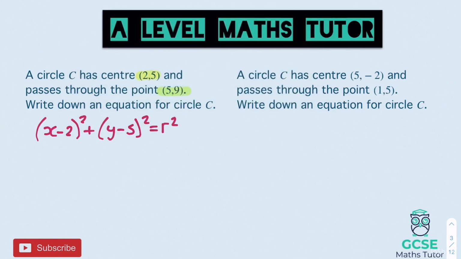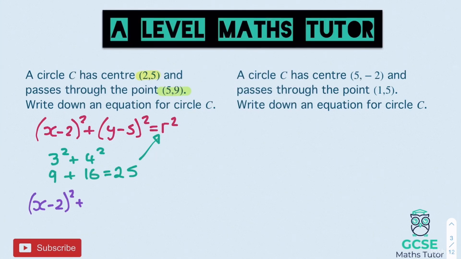So 5 and 9. So 5 take away 2 is 3, so we've got 3 squared. Add 9 take away 5, which is 4 squared. And let's see what that equals. That's 9 plus 16, which equals 25. So there we go. The radius is therefore the square root of 25, which is 5. But we're just going to put that in place of r squared. And there we go. That's the end of our question. So we get (x − 2) squared plus (y − 5) squared equals 25. And there we go. That's that one finished.